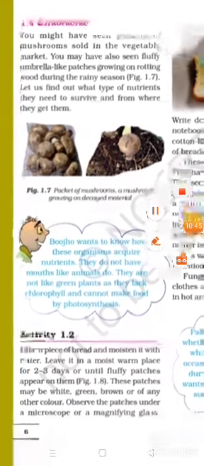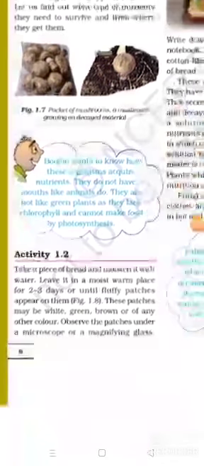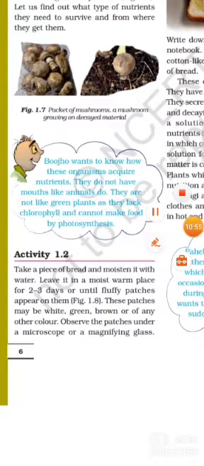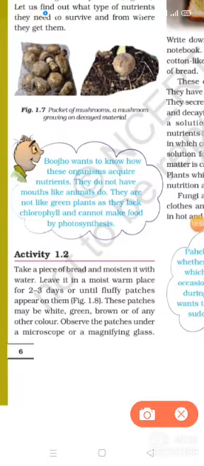Let us see activity 1.2. Take a piece of bread, moisten it with water, and leave it in a moist warm place for 2 or 3 days, or until the fluffy patches appear on it. So here we have to take a bread which should be moistened, having moisture. We have to leave it for 2 or 3 days in a moist warm atmosphere.